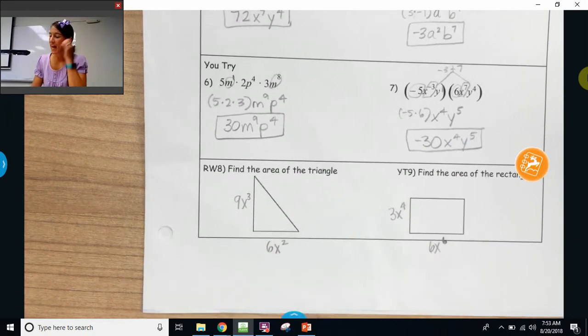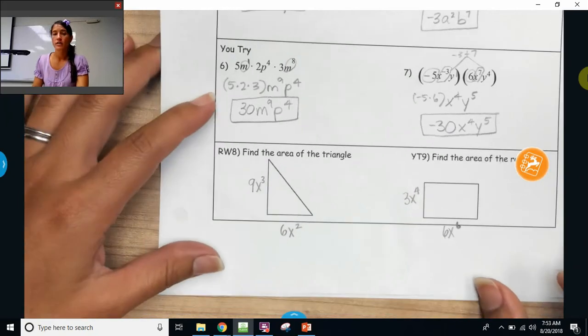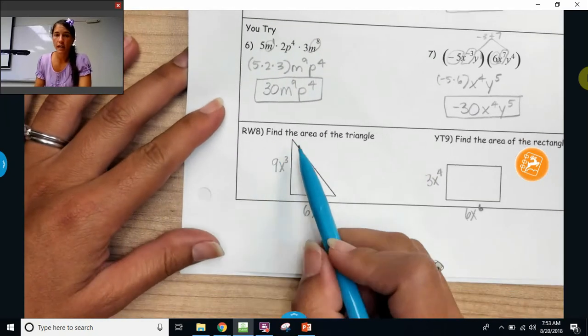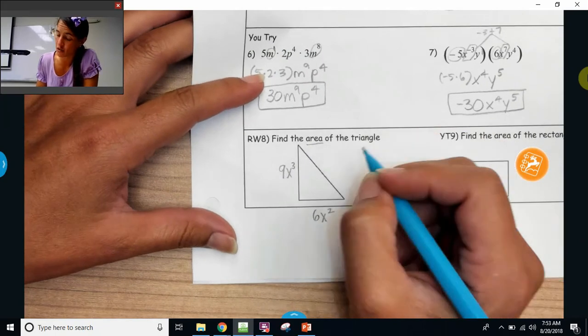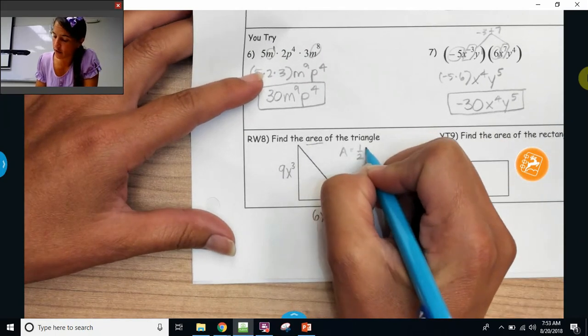All right, so the last two examples are some real-world problems. And in Real World 8, you have a triangle, and it says find the area of the triangle. If you've forgotten the area of a triangle, that is 1/2 base times height.